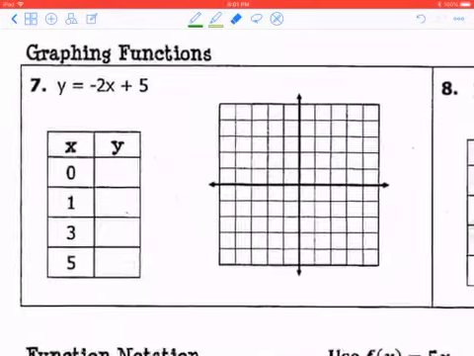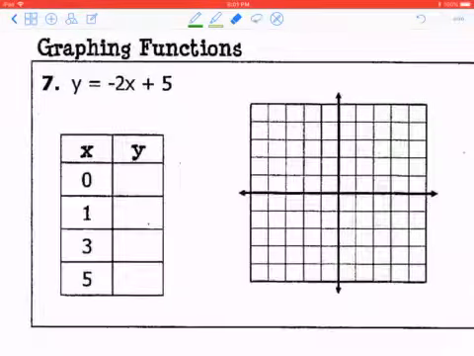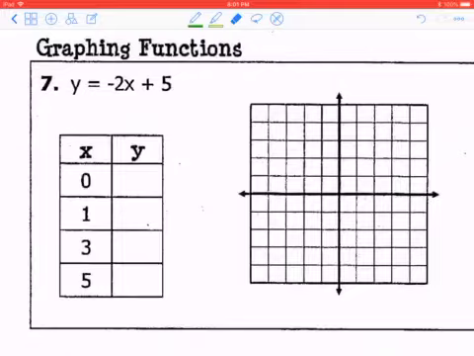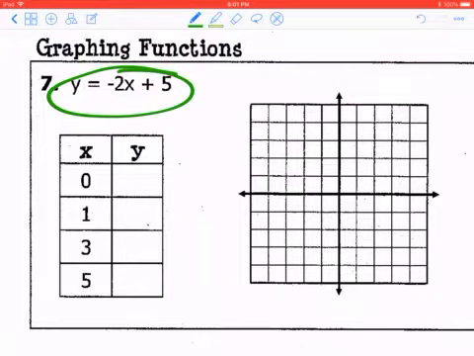This is video 2 of the review. So here it wants us to graph the function, then fill out the table. Remember that you can use your calculator on this one by putting in the function inside of the y equals and then go in a table.